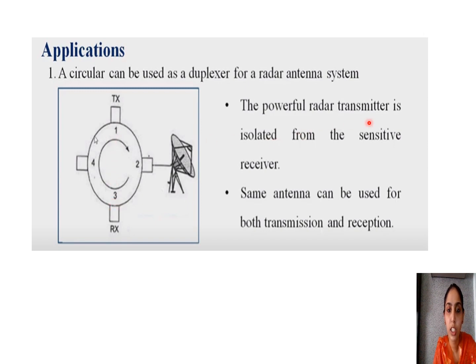So the powerful radar transmitter is isolated from the sensitive receiver, and the same antenna we can employ for both the transmission and the reception. That is a function of using the circulator as a duplexer. That is, using the circulator, to one port we can connect the transmitter, to the other port we can use the receiver, and to the other port we connect a what? A radar antenna system. So the single antenna can be used for transmission and reception. That is why we can say that a circulator can be used as a duplexer for radar antenna system.